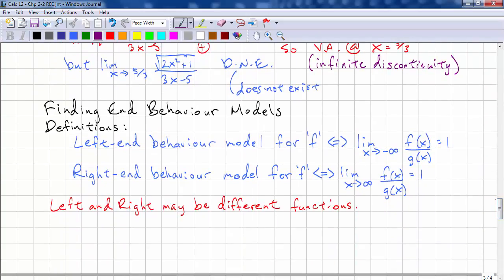Finding end behavior models. So we have the definitions. The left end behavior model for f. This symbol means if and only if, which means it's a biconditional. So if we have this case, it's this case. And if it's this case, we have this case. So if and only if the limit as x approaches negative infinity of f of x over g of x equals 1.